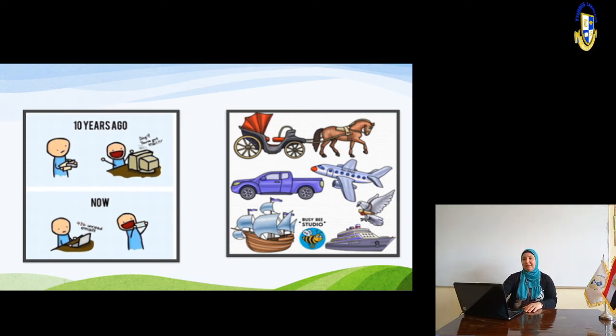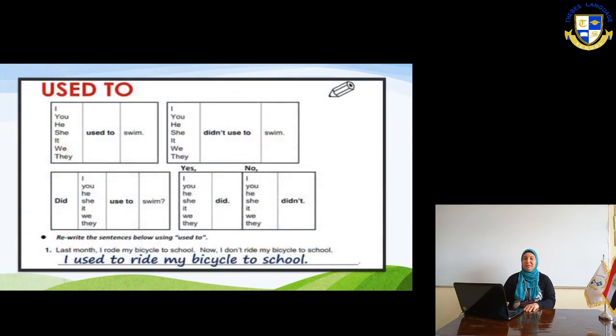Beside this picture, you can see another picture with the means of transportation in the past and the means of transportation nowadays. In the past, they used horses, they used boats, but nowadays you can use planes, ferry ships, and so on. And you can compare between them. You can do this with everything in the past and in the present. In the next slide, we are going to sum this up.